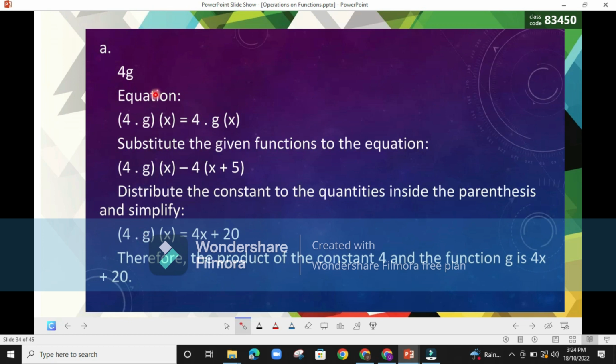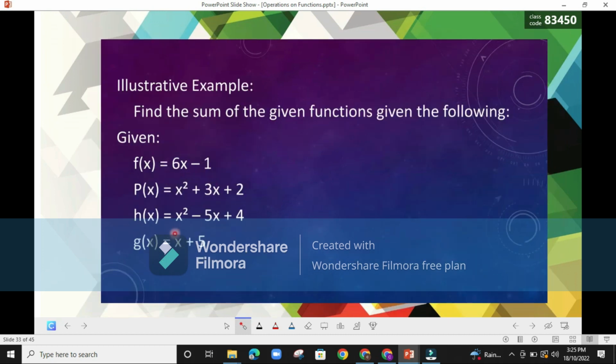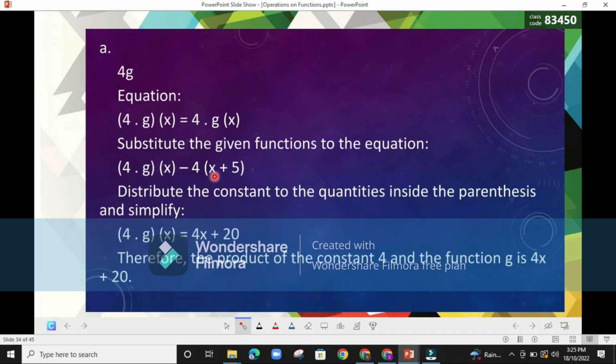So we have here the equation 4g. So we have 4 times g of x is equal to 4 times g of x. Substitute the given functions to the equation. So you have 4 times g of x is equal to, by the way, typo error again, 4 times the g of x. Let's go back to the given. The g of x is x plus 5. So we will write x plus 5 here.